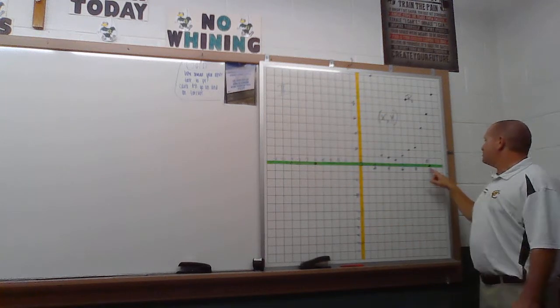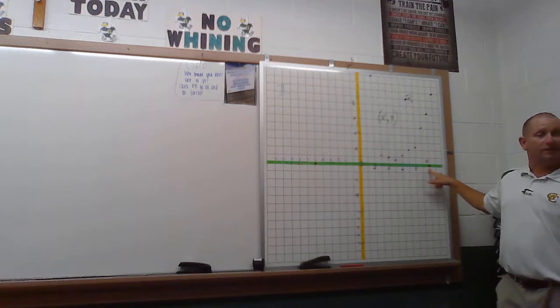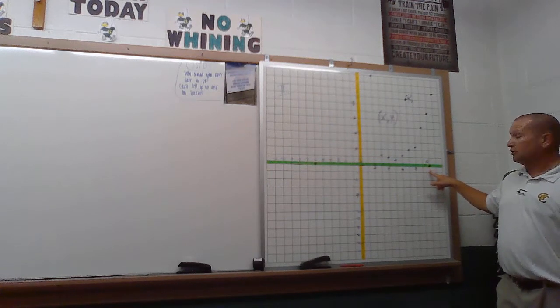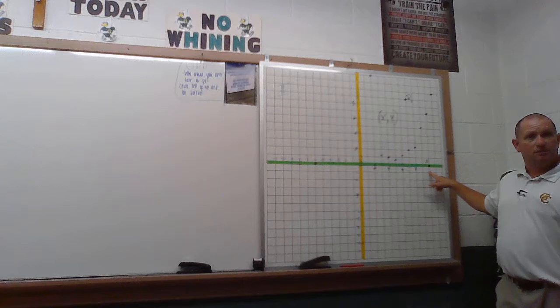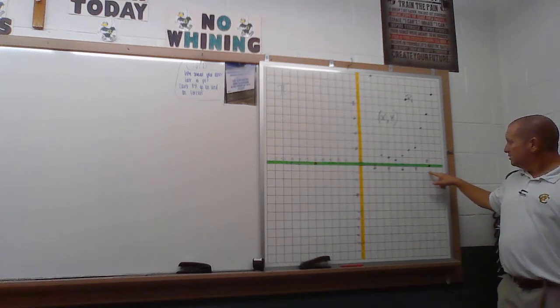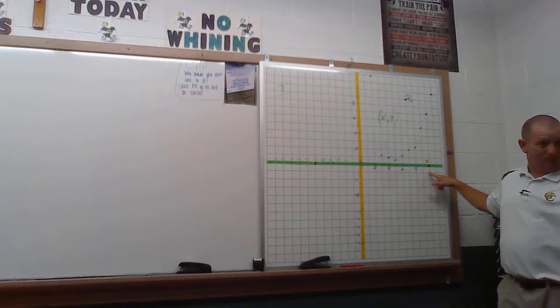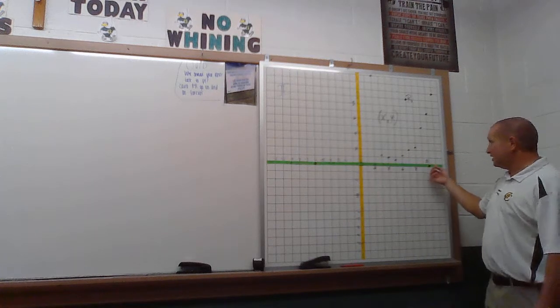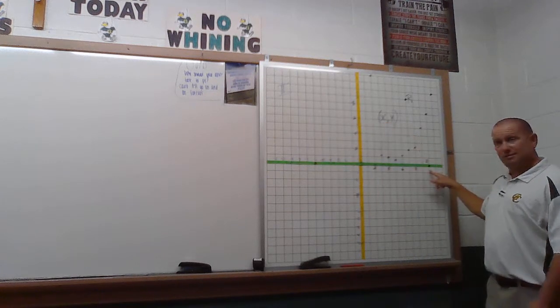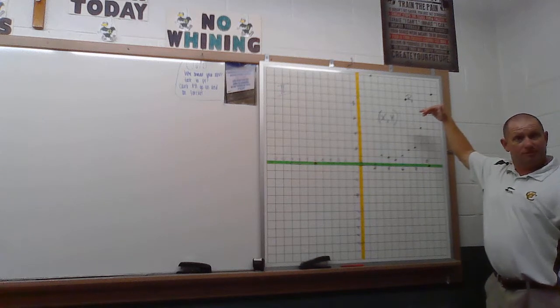What happens if I have Z here? What are the coordinates for Z? 0. 0 what? What number? 9, 0. That would be 0, 10. Is it 10, 0 or 0, 10? 10, 0, right? 10 because we went right. X is right. We didn't go up.